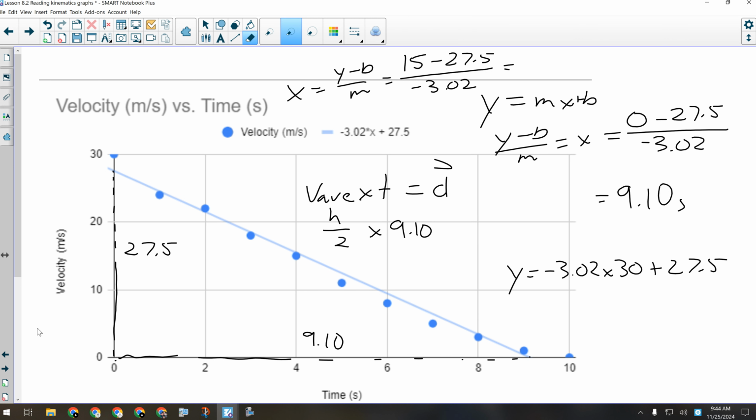That seems about right, somewhere in there. Everybody all right with that? So that's just y equals mx plus b stuff, but it's applied to this type of graph.